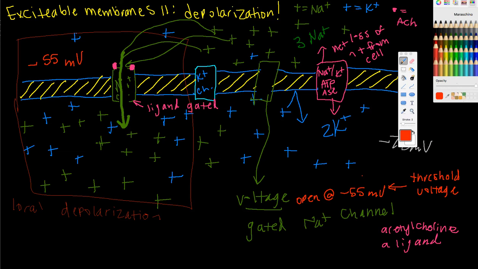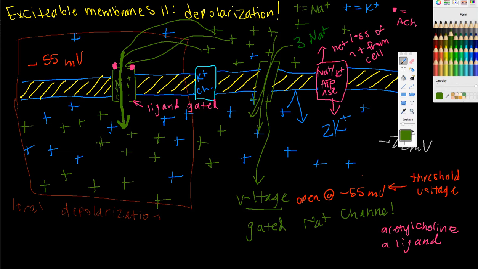So now I've designated that, okay, the membrane has reached negative 55, so let's open our voltage-gated channel, meaning we're going to have an influx of sodium over here. So that's the difference in modality or working between ligand-gated and voltage-gated channels.